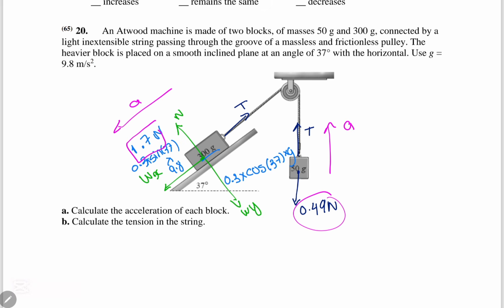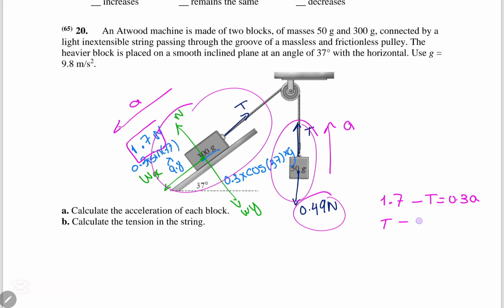So I'm gonna start with this system over here and then this system over here. Here my weight is stronger, so it's gonna be my weight minus my tension. It's equal to the mass of the block, which is 0.3 times the acceleration. Here, my tension is stronger than my weight, so my tension minus my weight, which is 0.49, is equal to the mass of the block, which is 0.05 times the acceleration a.